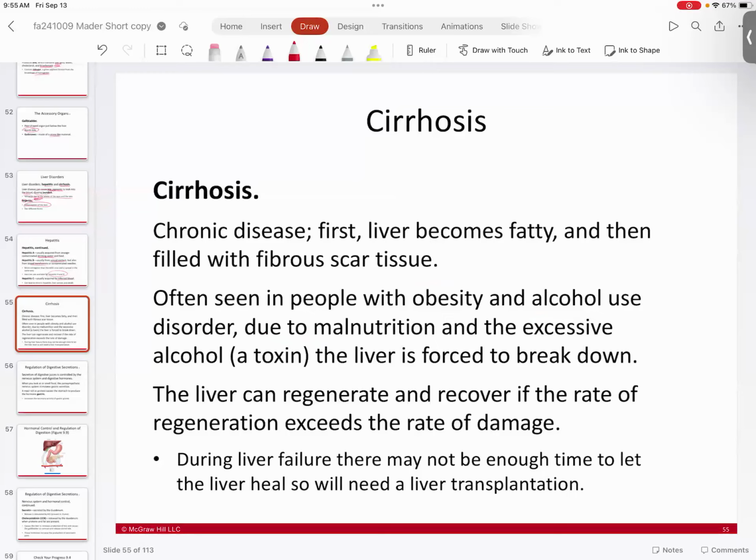Cirrhosis is a situation where the liver becomes fatty. Now remember, fat is a type of connective tissue, right? And then that will convert into scar tissue, fibrous scar tissue, which is a more dense type of connective tissue. But the idea is that the connective tissue essentially creates a loss of function because it gets in the way, right? It can't do what the liver's job needs to do. So oftentimes you'll see this in people who abuse alcohol, or who are malnourished. If they're excessive drinkers or extremely malnourished, you can get cirrhosis of the liver.